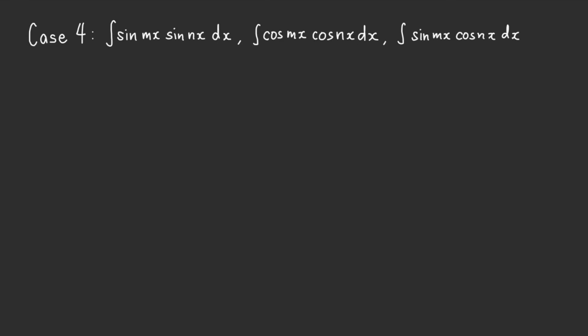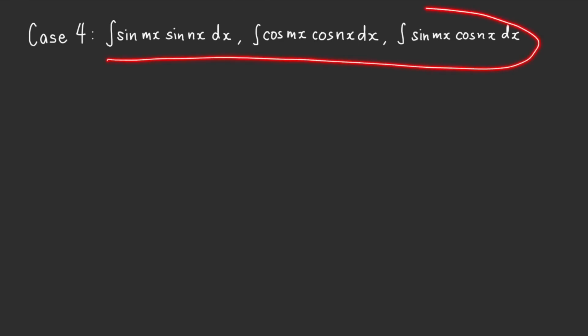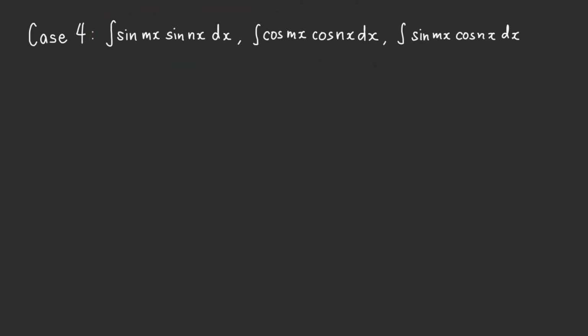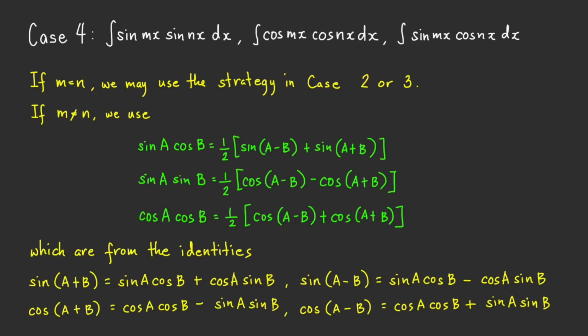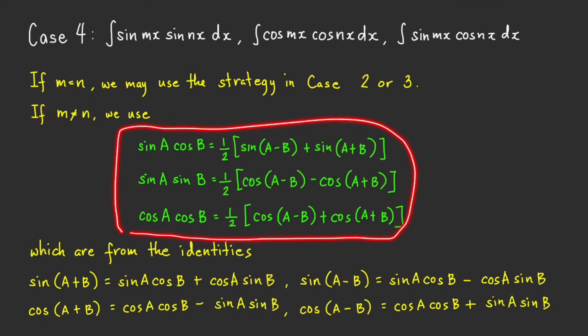As a bonus to this video, let us consider also integrals of this form. So m is not necessarily equal to n. If m is equal to n, we may use the strategy in case 2 or case 3. So what if m is not equal to n? In this case, if m is not equal to n, we use the following product identities for sine and cosine.